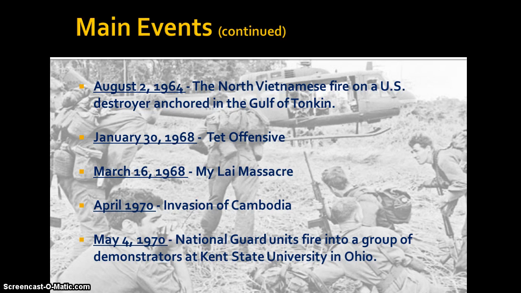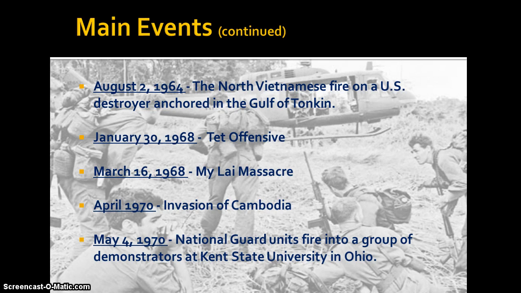April 1970. Invasion of Cambodia. President Richard Nixon orders U.S. and South Vietnamese troops to invade border areas in Cambodia and destroy supply centers set up by the North Vietnamese. The invasion sparks more anti-war protest, and on June 3, 1970, Nixon announces the completion of troop withdrawal.